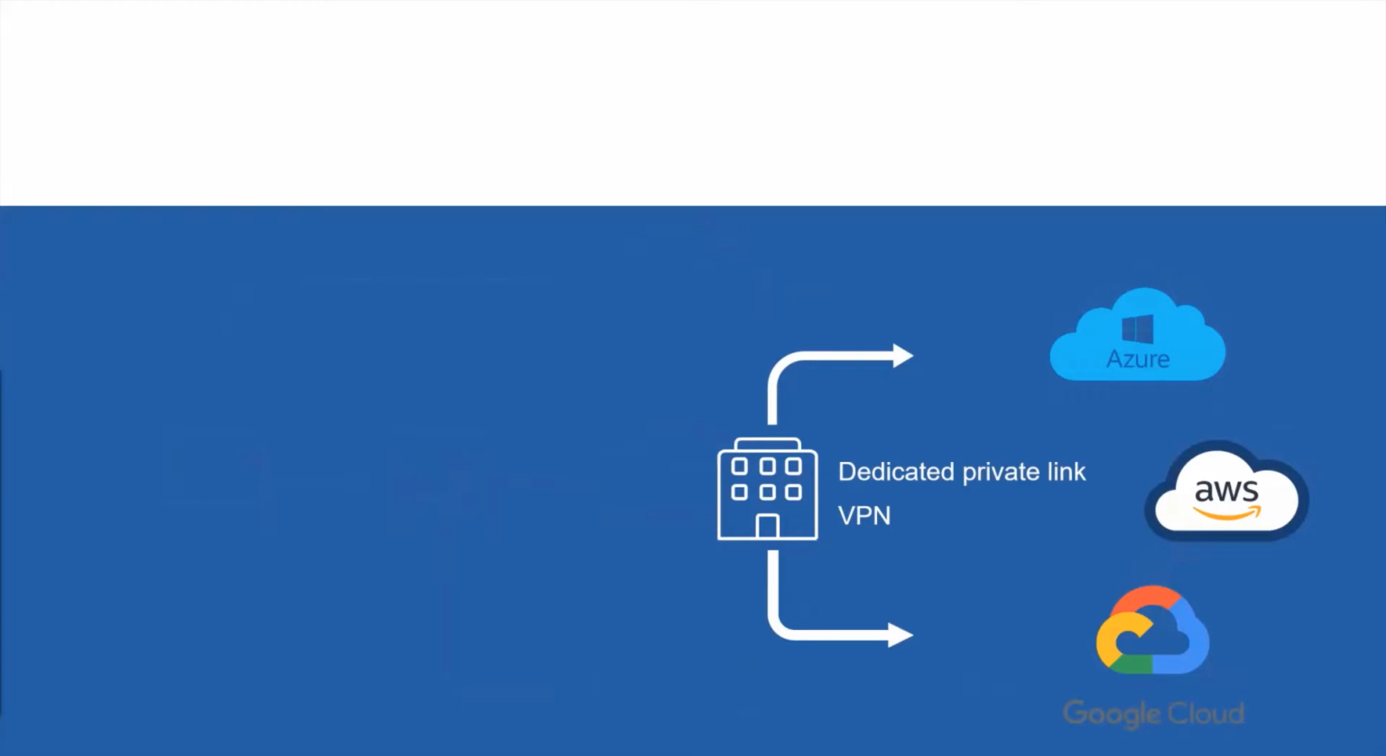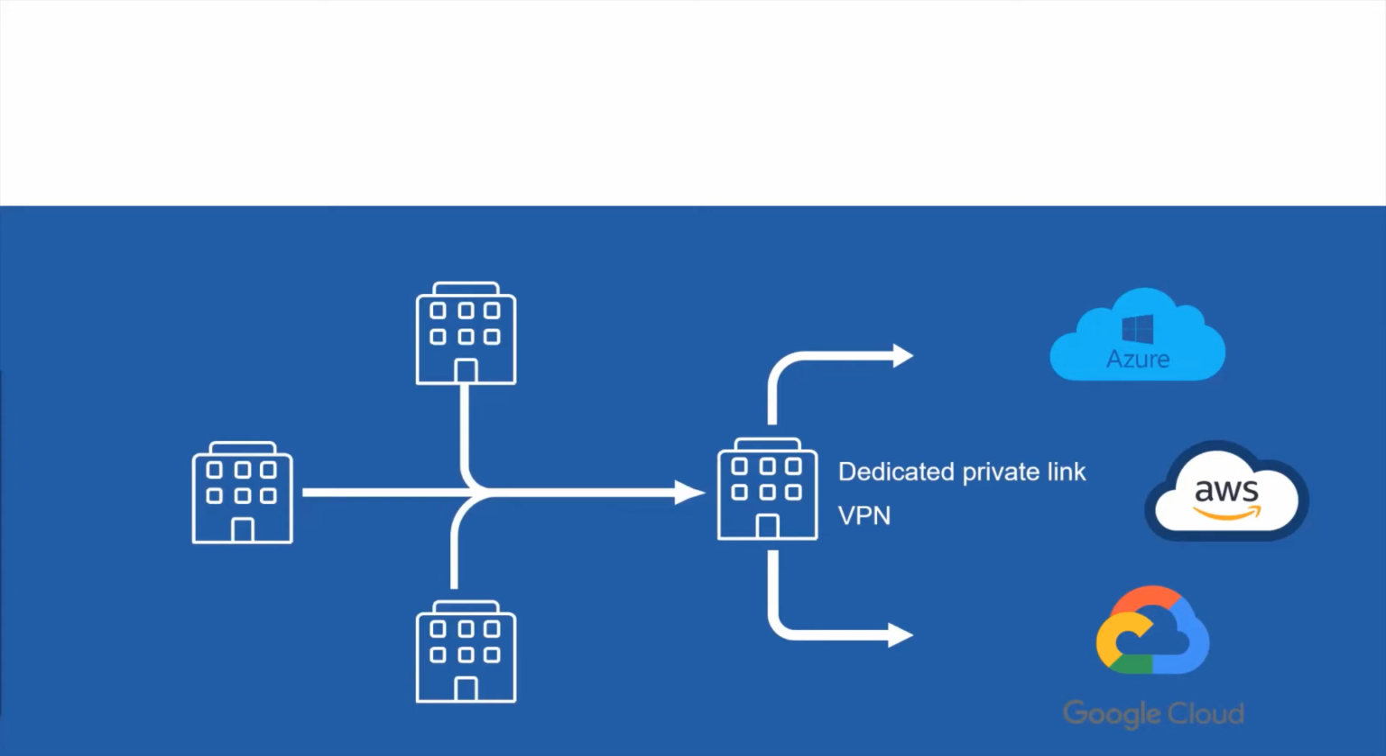So, if we have a dedicated private link or virtual private network towards our cloud resource, that isn't great, but it isn't terrible. It should be sufficient for most use cases. But if we have a multiple branch environment where all the branches have to backhaul all their traffic to our main office towards cloud resources, it gets tricky.